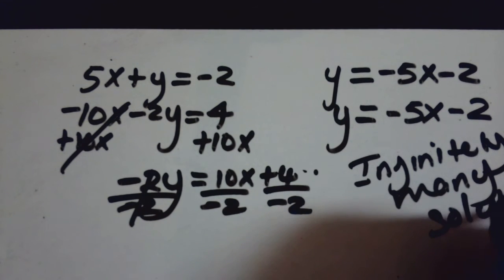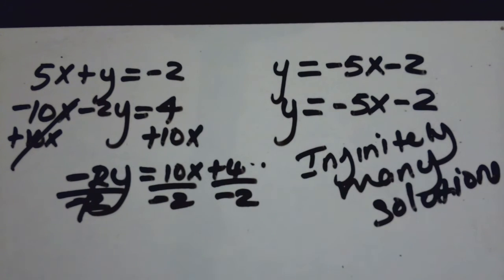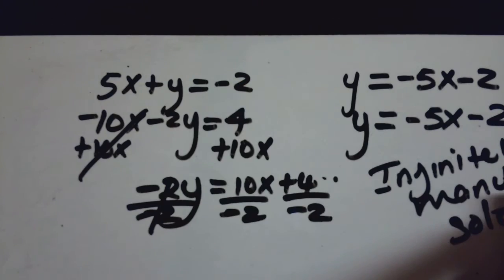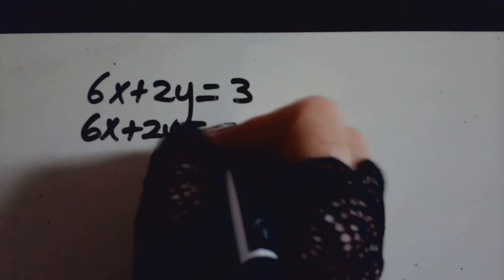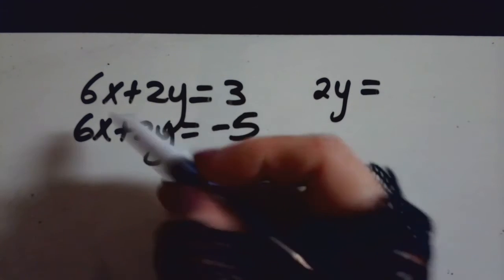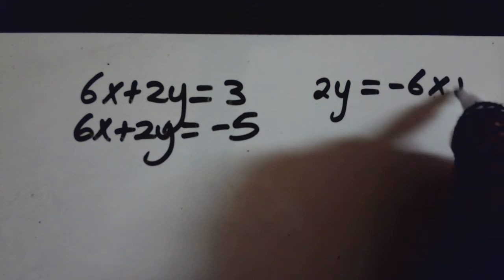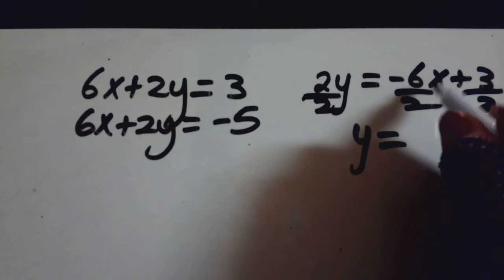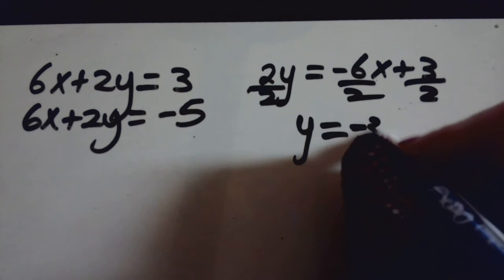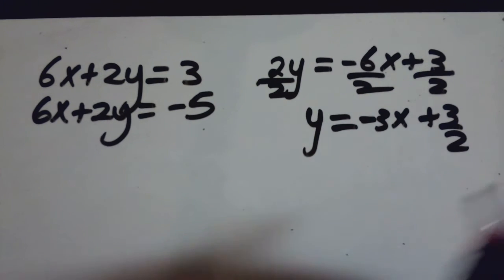So that's how easy it is to tell. And that's what you would write on your test or quiz. And we're going to do one more. Let's go ahead and do this one and see what type this is. 6x plus 2y equals 3. 6x plus 2y equals negative 5. Okay? So I'm going to say 2y equals, that will become negative 6x plus 3, divide by 2, and y equals negative 6 divided by 2 is negative 3x plus 3 over 2.